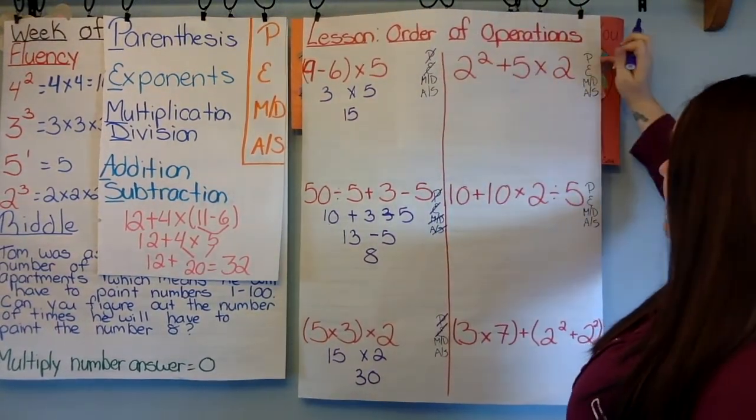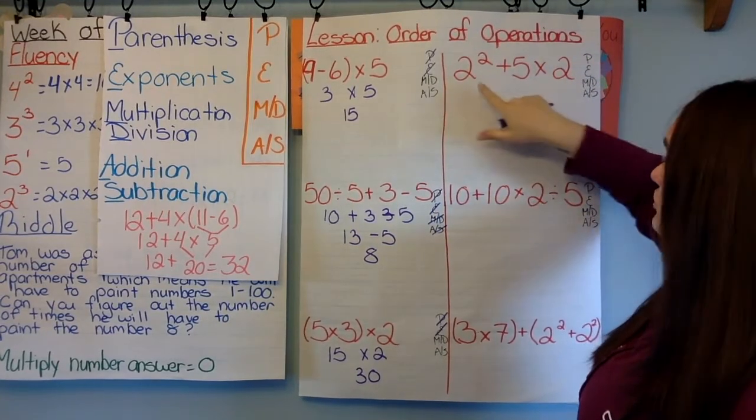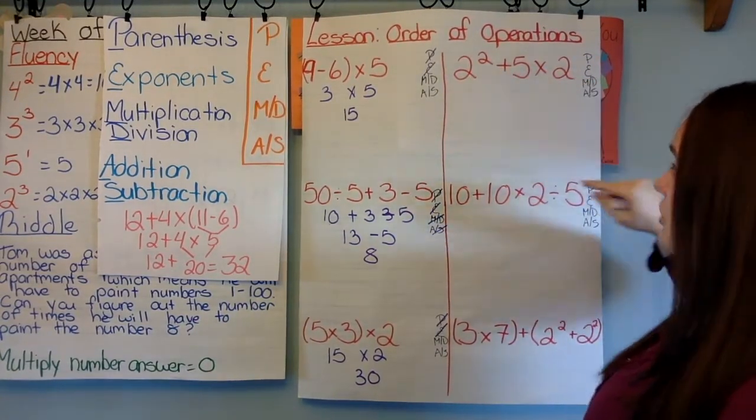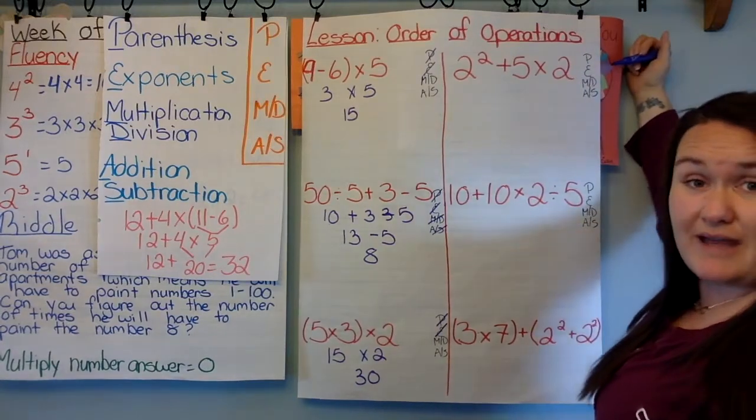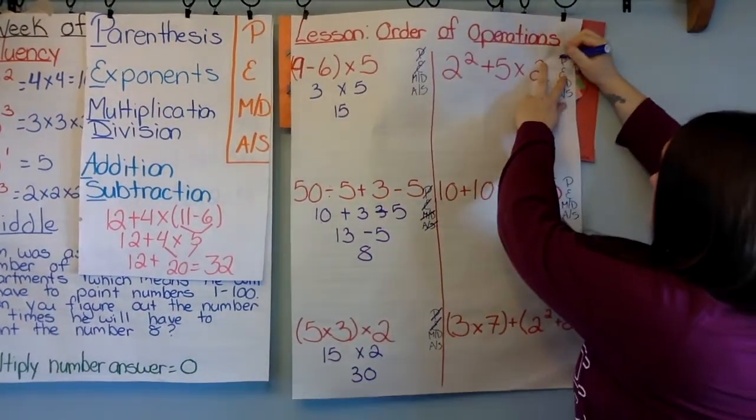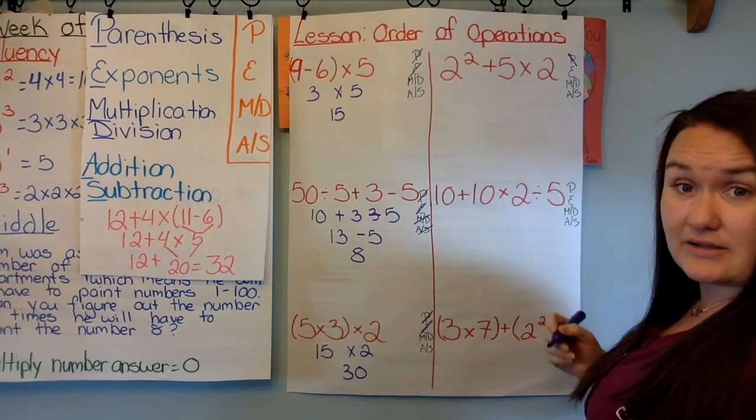So I'm going to come over here. I have my acronym written on the side. 2 squared plus 5 times 2. So we're going to start with the P. Do I have any parentheses? No, I don't. So let's cross it out. So let's go to the next thing.